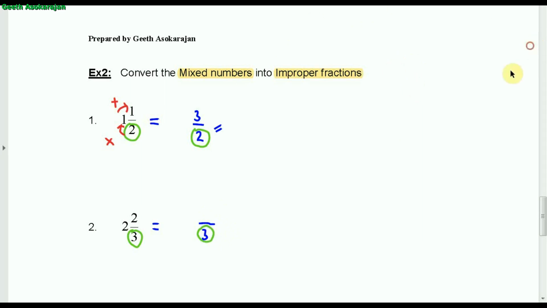Here's the next step, step number 2. We multiply the 3 by this 2, and then we add that answer to this 2 on top. So let's get ready to do that. Let me get my blue pen ready. 3 times 2, 6. 6 plus 2, 8. And then we're done. So 2 and 2/3 is equivalent to 8 over 3.